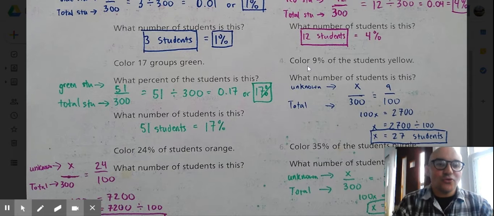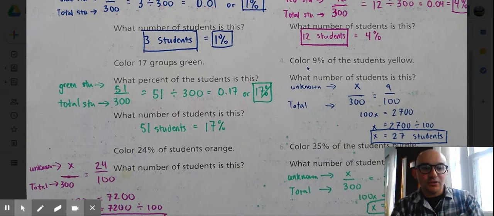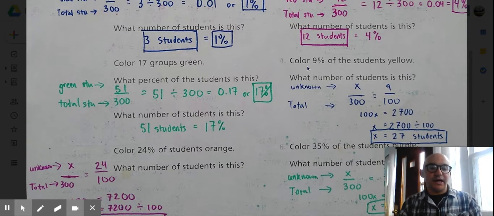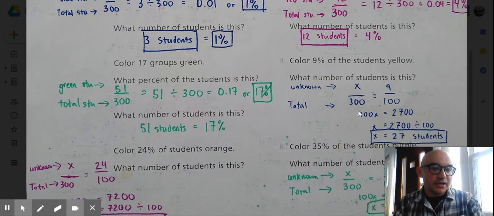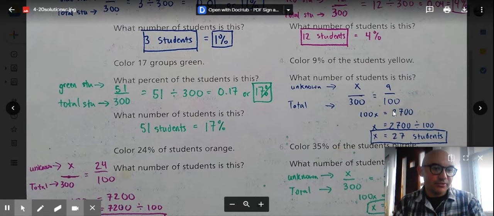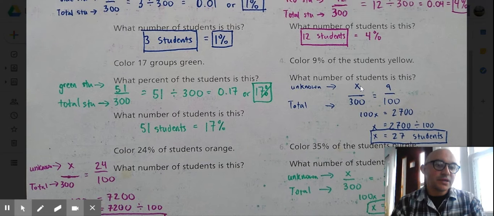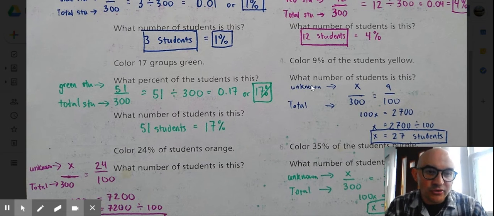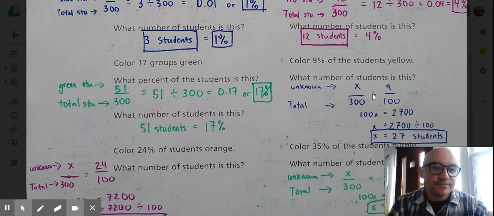Okay, number 4, color 9% of the students yellow. Well, how do I figure out how to do that? The first thing I have to do actually is solve for this number here before I start to do my coloring. So to set this problem up, I do an unknown on top and a total on bottom. So my unknown, I'm just going to use x for my unknown. The total number of students is 300. Okay, here, set it up as cross multiplication.